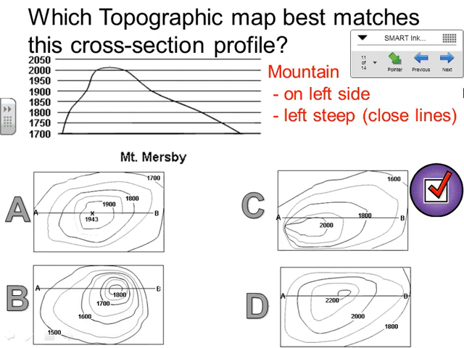Let's talk about why A, B, and D are not correct. Hill A, the mountain's located in the middle. That's not accurate to our cross section. Hill B, the mountain is located on the right. And D, the mountain is located in the middle. So the only answer choice that matches this cross section would be the topographic map for picture C.